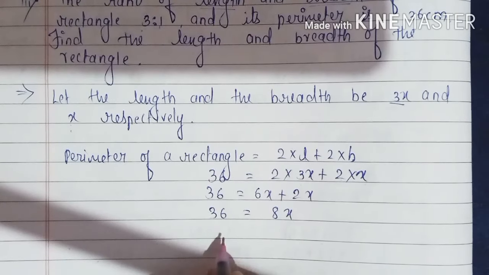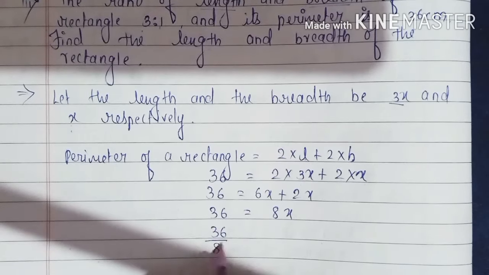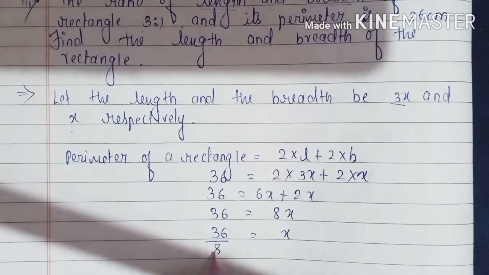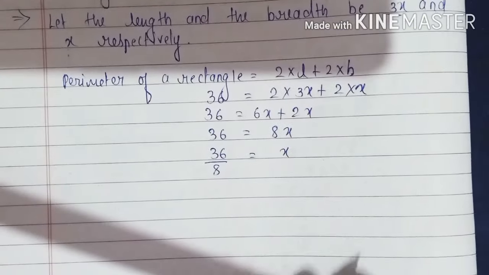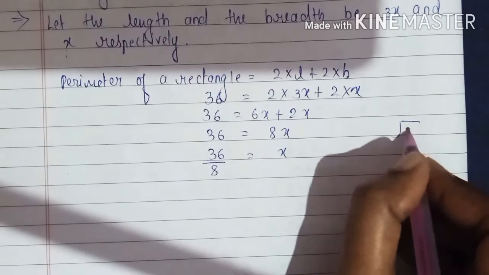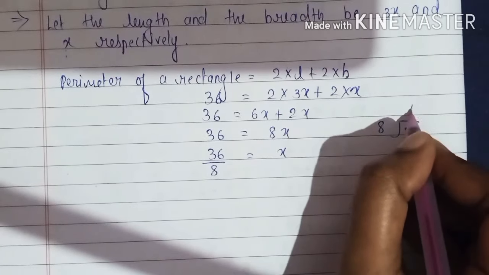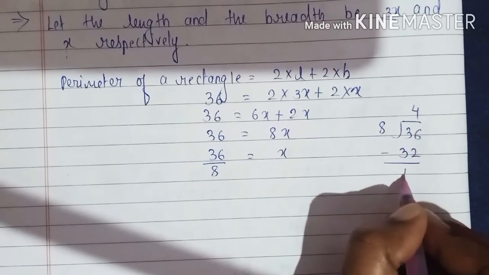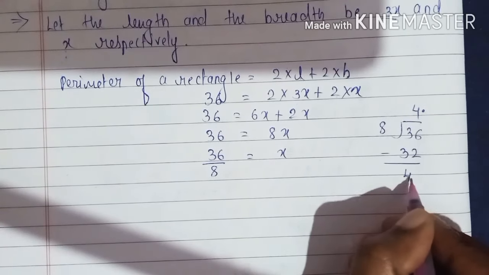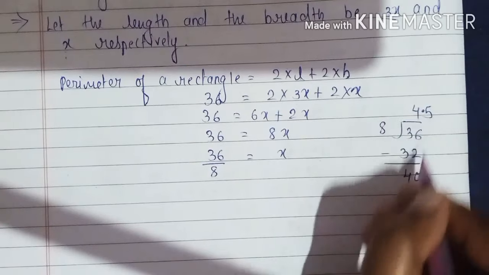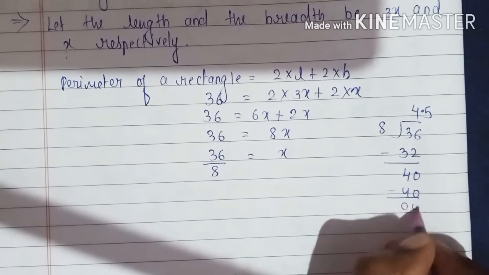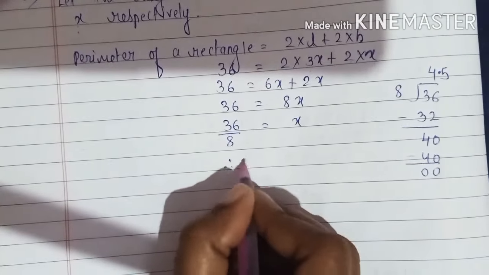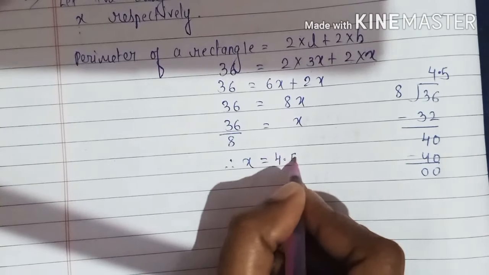Now take this 8 on the left hand side. This will become division. Now here we will do division. Divide this 36 by 8. 8 4s are 32. 36 minus 32 will be 4. Take a point here and then 0. 8 5s are 40. So the answer will be, therefore x is equal to 4.5.